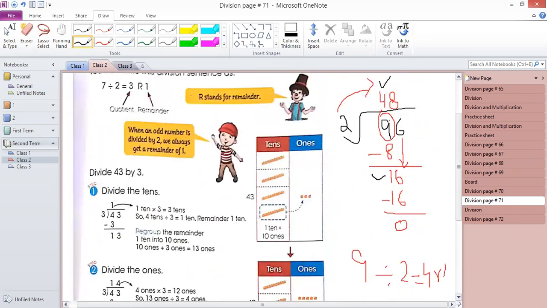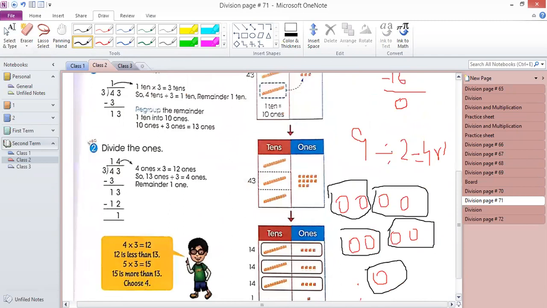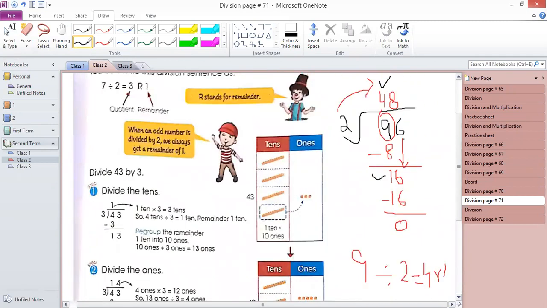Then with 6, 16. So this is how 9 by 2 equals 4, remainder 1. That's why you always go for the number which is less than your required number. Up to here, everything is clear, guys?